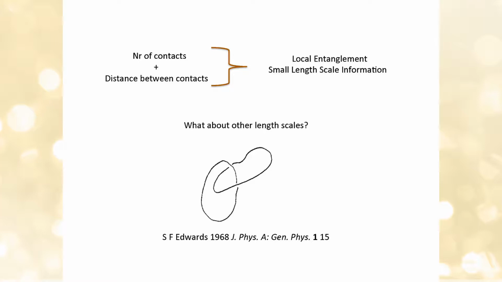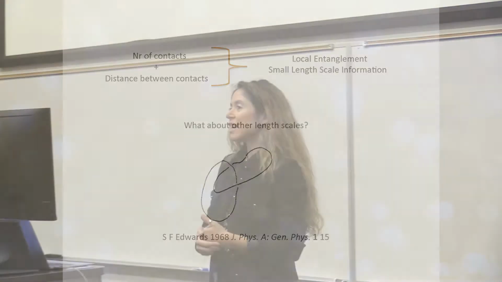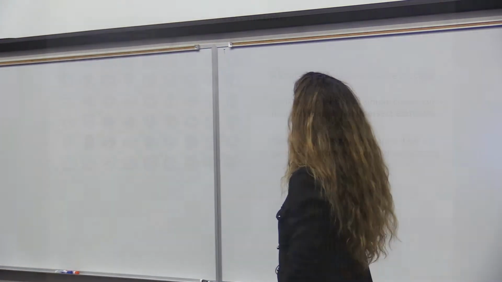Edwards, from the 60s, noticed that we might have things going on at a bigger scale. So things might be linked that are not close to each other, like these two. Maybe there are other entanglements in between that don't allow us to see that there is also some link formed in the bigger picture. So how can we account for that? This reminds us of knots and links, which we can find in topology.